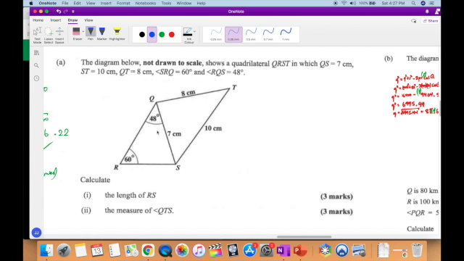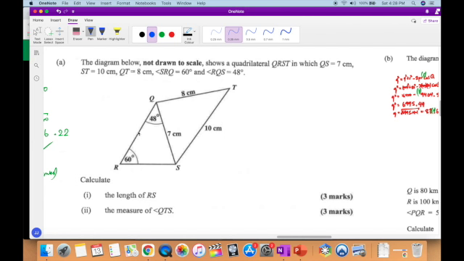So it looks like they're giving us all of the information we have here. QT is 8 centimeters. The angle SRQ, which is this angle, is 60 degrees. The angle RQS is 48 degrees. All right. Find the length of RS.